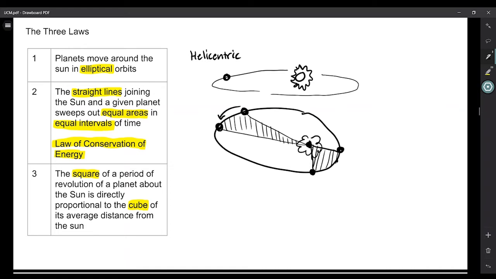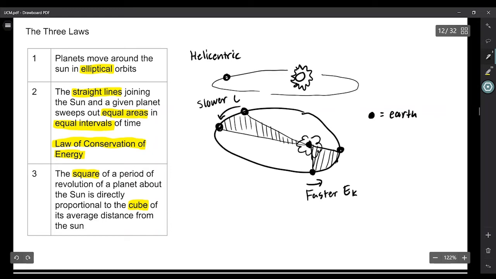At the sun, at this pivotal point, we feel gravitational pull. And so what happens is this planet, we'll just call it Earth, when it is closer to the sun, it moves faster, with more kinetic energy. When it's further away from the sun, it has less kinetic energy. And then the opposite occurs. Here it has less potential energy. Here it has more potential energy.